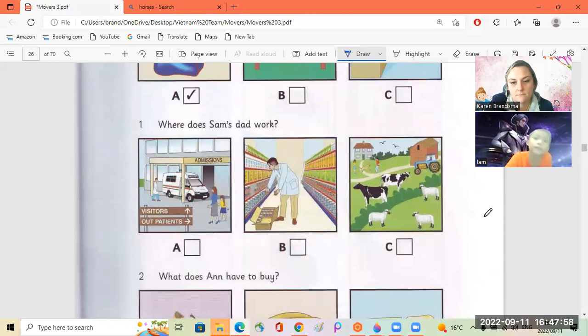One, where does Sam's dad work? My dad works in a shop. Where does your dad work, Sam? He works at the hospital. Does he? I'd like to work there. I wouldn't. I want to work on a farm. Good.